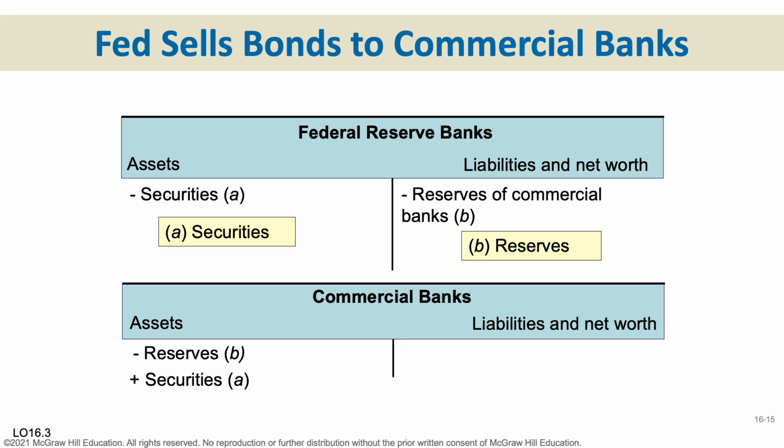So the reserve account goes down. Remember, it's the same account. The liability at the Fed to the asset to the bank, that's the same account. So it's going to go down by the same amount. That account will always be the same number.